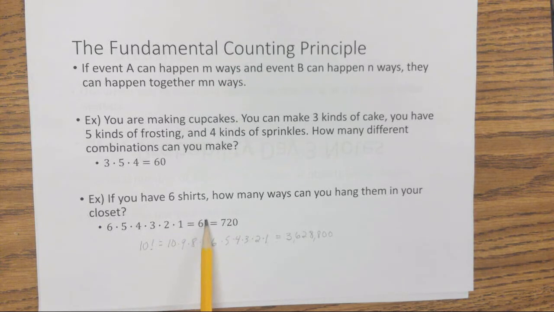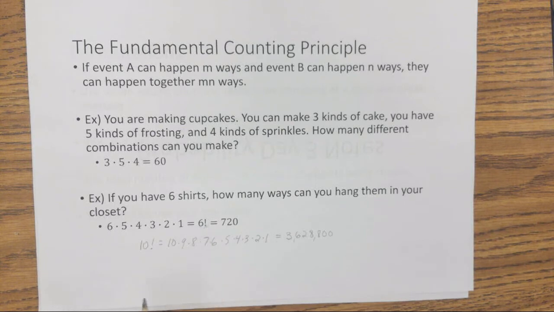When you see something like that, you can write it like this with an exclamation point after it, and that's called 6 factorial. It's called a factorial. These factorials get big really quick. For this particular example, multiply those all together, I get 720.